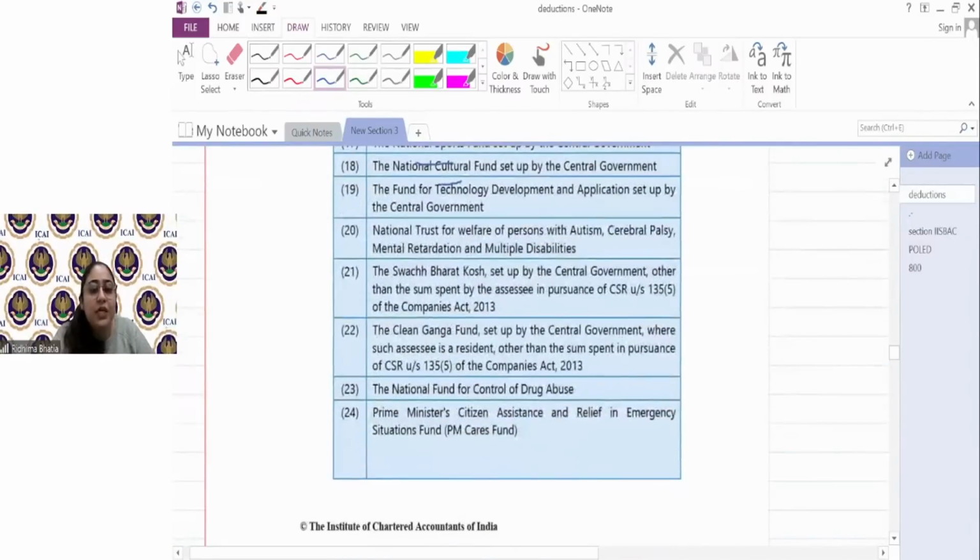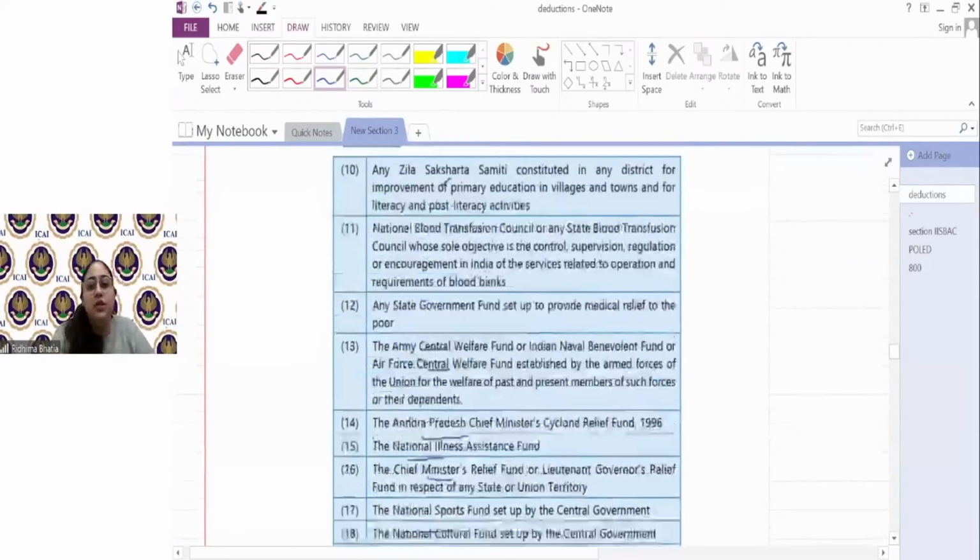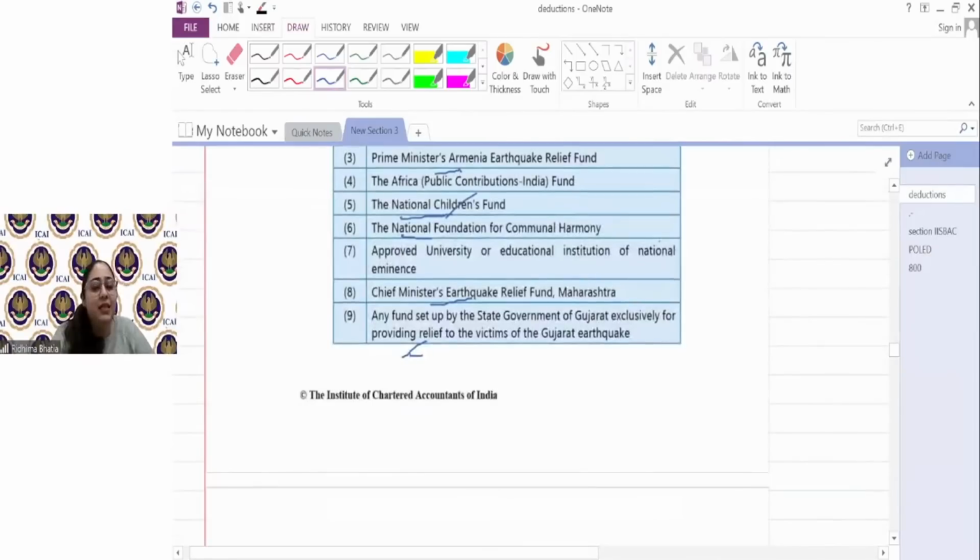If I make a donation to National Fund for Control of Drug Abuse, 100% deduction. If I make a donation of 4 lakhs to PM Cares Fund, 100% deduction. बहुत सारे फंड्स में डिडक्शन कंट्रीब्यूशन किया, सबका डिडक्शन मिलेगा, सबका डिडक्शन would be allowed for every donation, the deduction would be allowed provided it is in that limit.